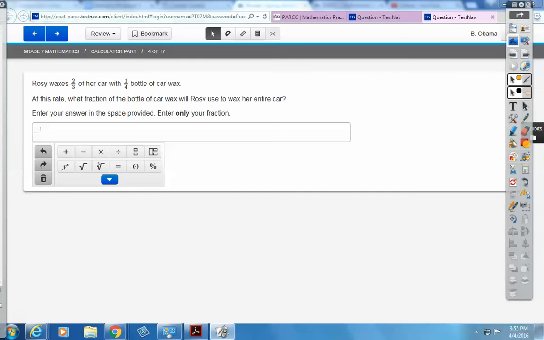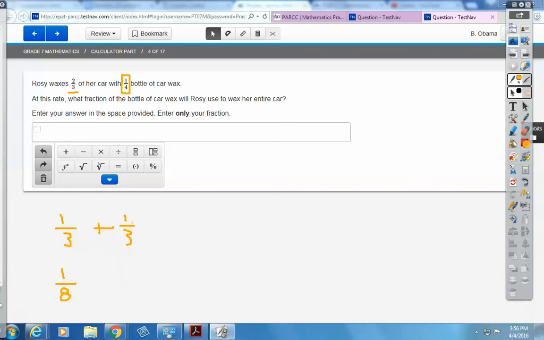Next. Number 4. Rosie waxes 2/3 of her car with 1/4 bottle of wax. At this rate, what fraction of the bottle will she use if she waxes her entire car? Enter your answer in the space provided. All right. So, 2/3 of her car with 1/4 of a bottle. So that means that she did 1/3 of her car and in that 1/3 she used 1/8 of the bottle.